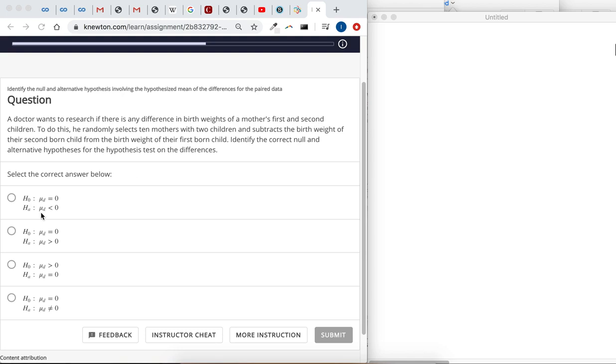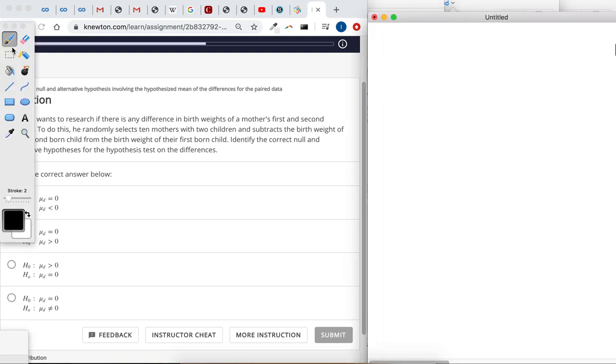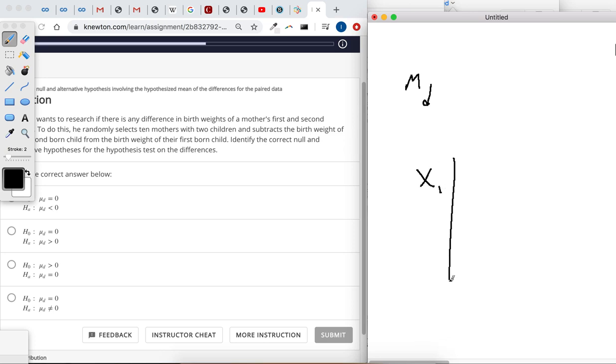So for this problem, they're talking about mu sub d, okay? So what that means is the mean difference. So we calculate something called differences in paired data, which means, when we have a set of numbers, maybe call them x1 and x2. Let's say like you want to know whether receiving instruction in a certain math course is helping your math grade go up.